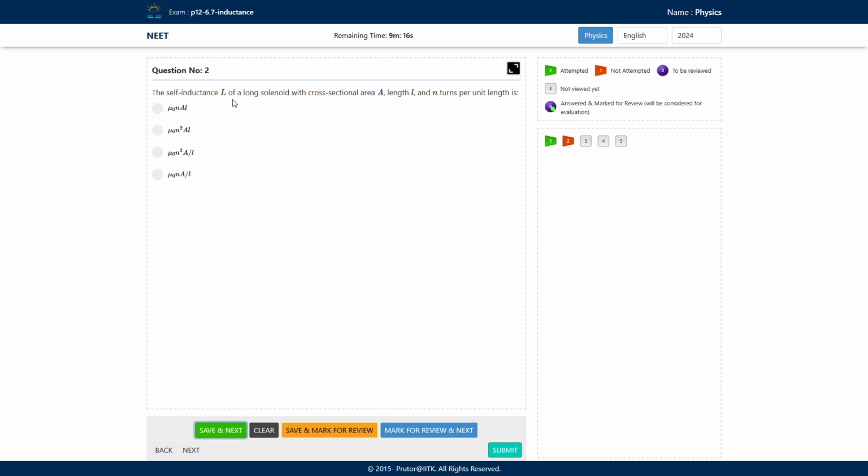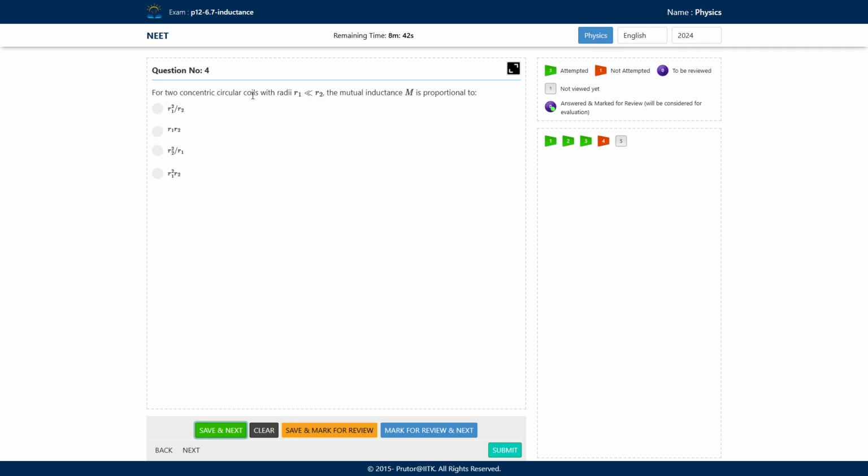The self-inductance L of a long solenoid with cross-section area A, length L and N turns per unit length is. Okay, self-inductance is not there in today's lecture. It is a question of tomorrow's lecture, so I am marking randomly here. The energy stored in an inductor with self-inductance L carrying current I. This is also tomorrow's lecture.